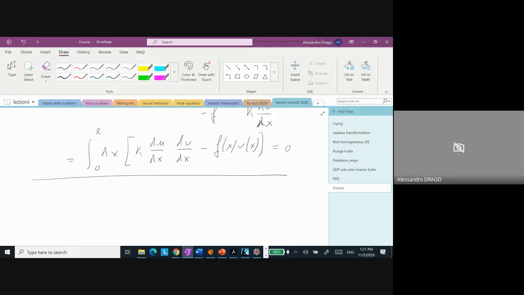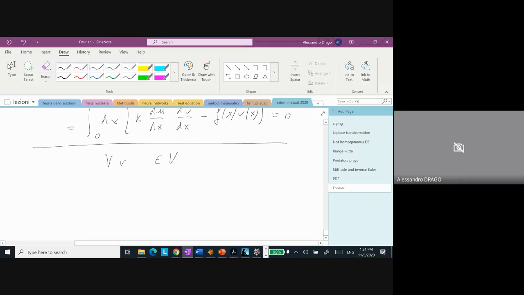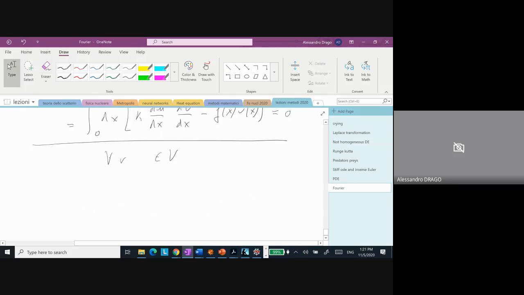Now let's reformulate and suppose that I am in the situation in which this quantity here is equal to 0 for all V belonging to the space that I am discussing. What I can demonstrate is that then the strong boundary value problem is satisfied. The U is really satisfying that differential equation.